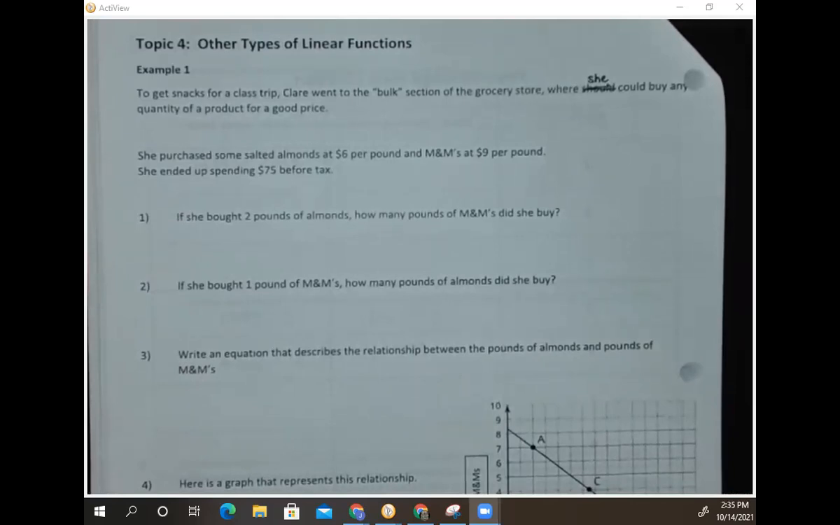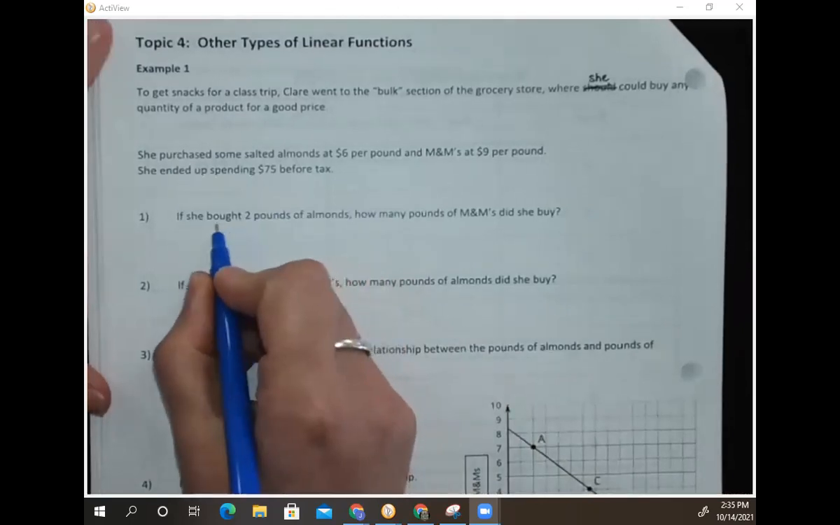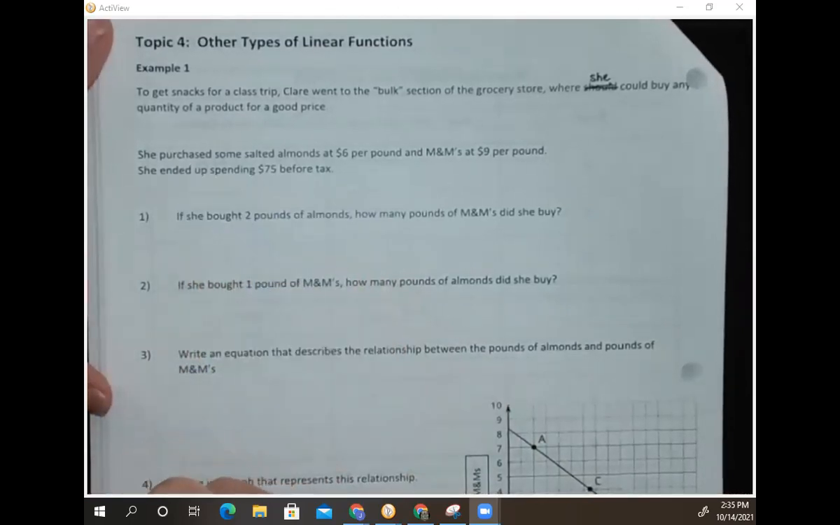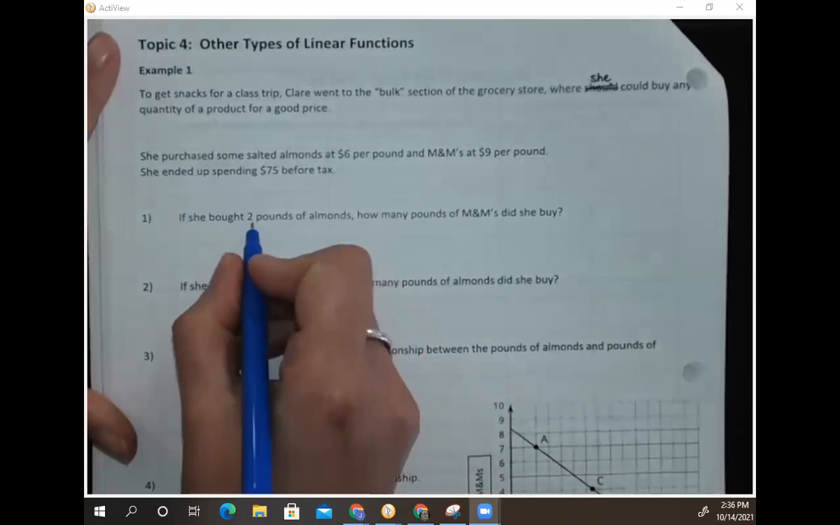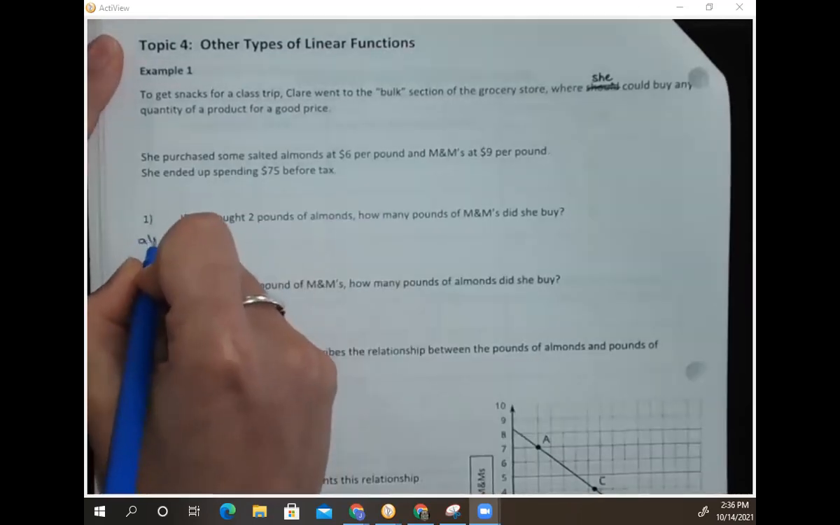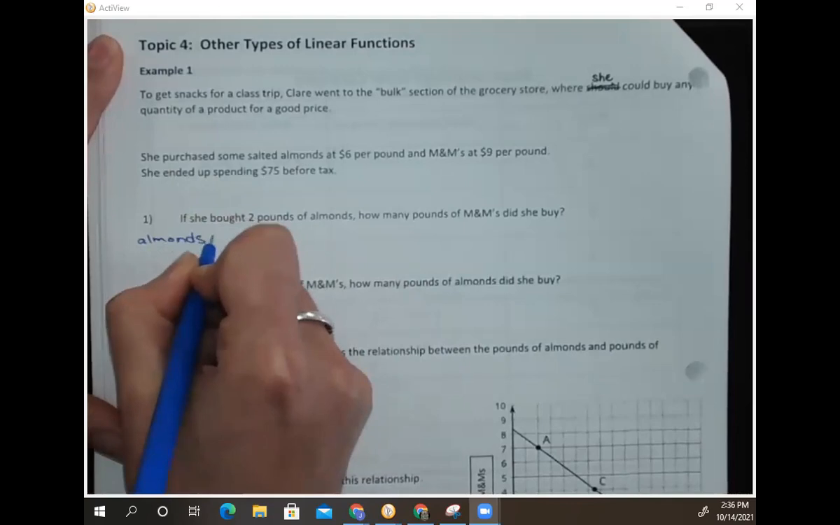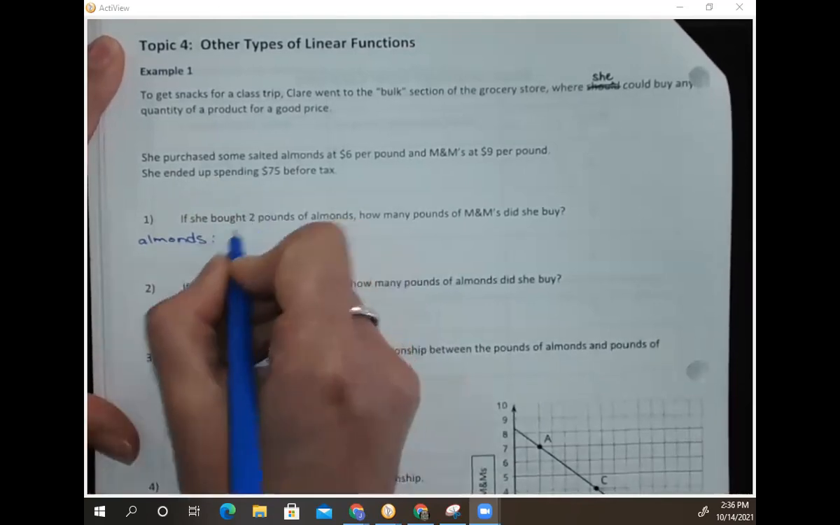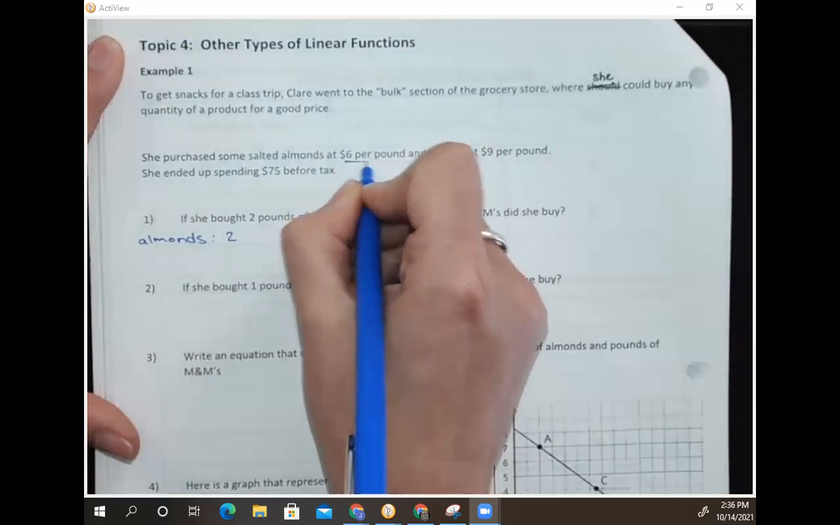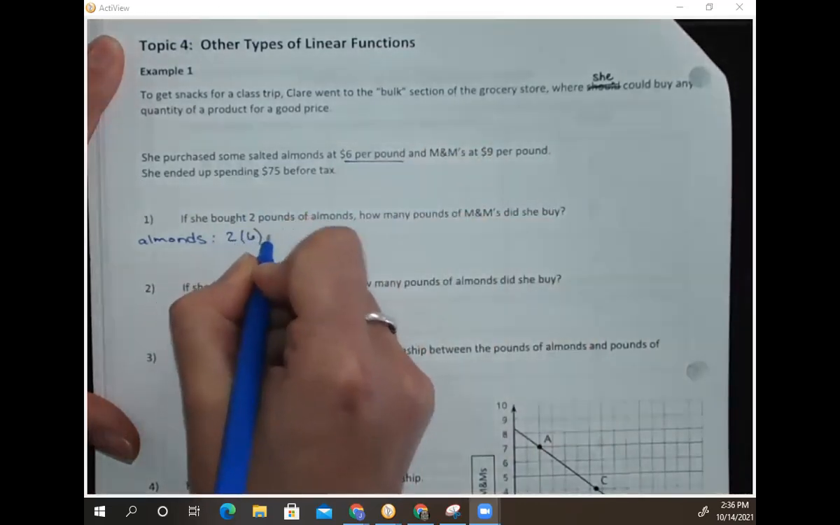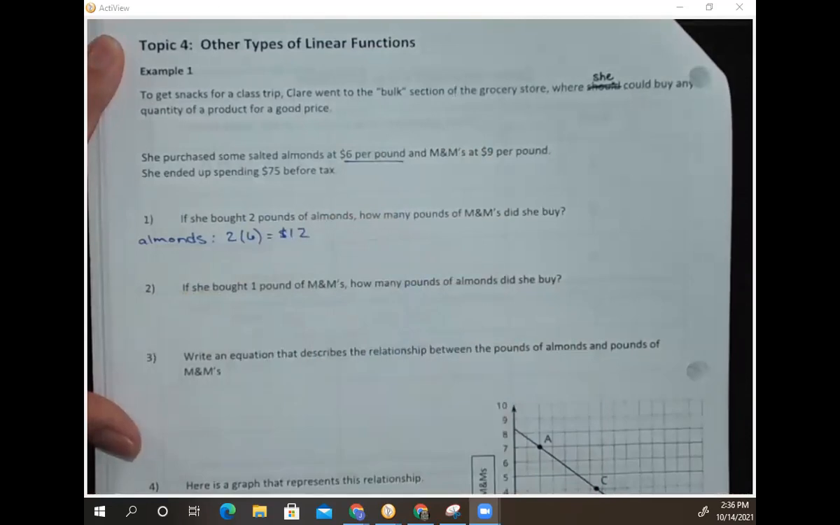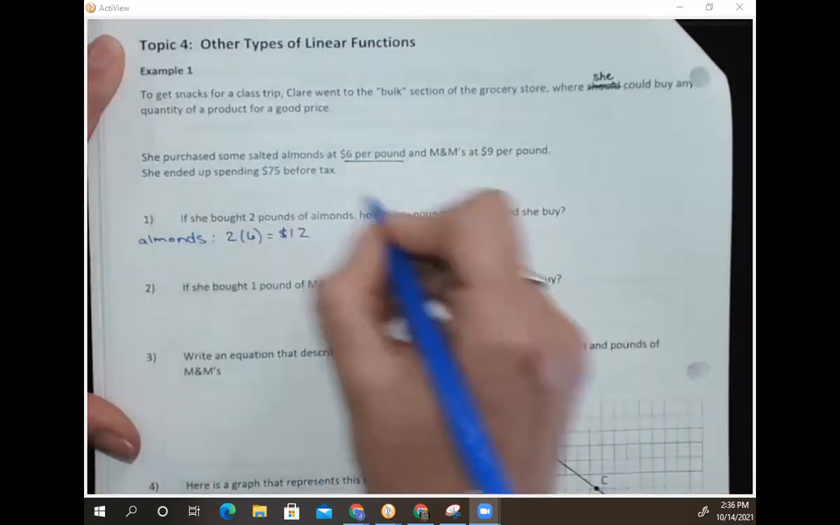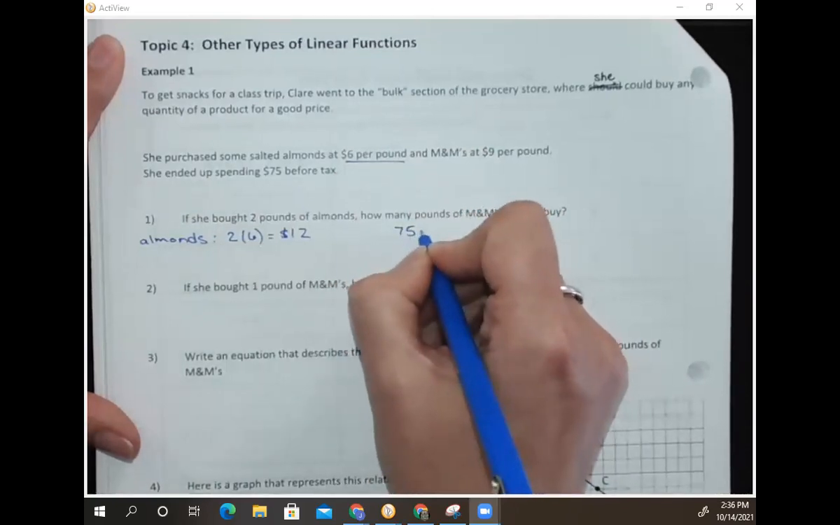So we've got a couple of hypotheticals here. Let's say she bought 2 pounds of almonds. If she bought 2 pounds of almonds, how many pounds of M&Ms did she buy? Okay, we're actually going to work through this one together. Okay, so I know that we're talking about almonds to start. That's the information that we have at the beginning. I know I bought 2 pounds of almonds and they're $6 per pound. So I spent $12 on almonds, okay? I know I spent $75 total.